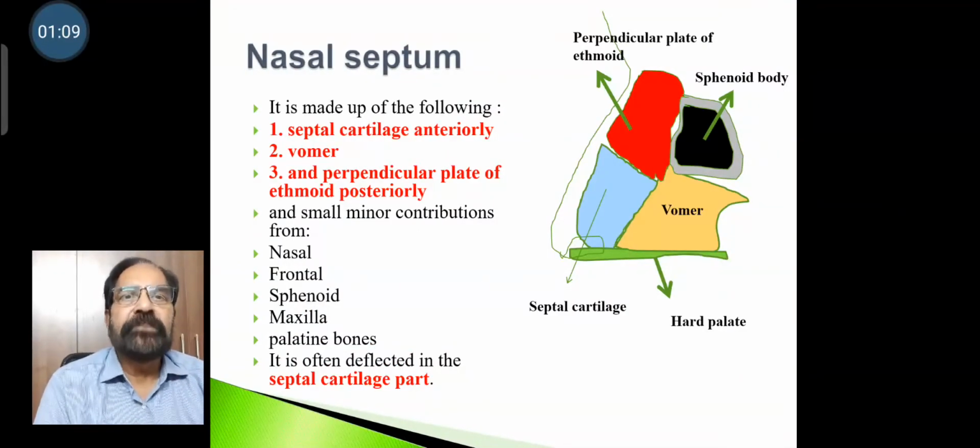First we'll start with nasal septum. It is made up of the following: septal cartilage anteriorly, vomer and perpendicular plate of ethmoid posteriorly. And there are also small minor contributions from nasal, frontal, sphenoid, maxilla and palatine bones. The septal cartilage is often deflected.